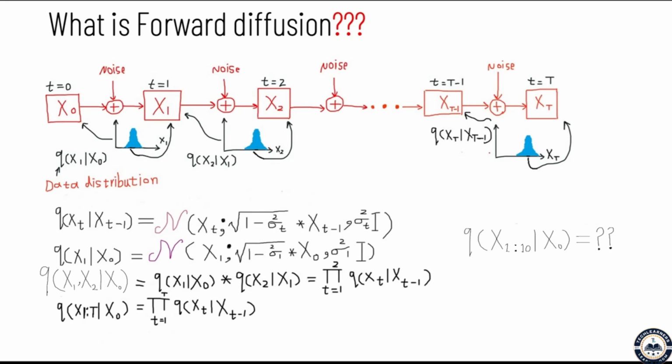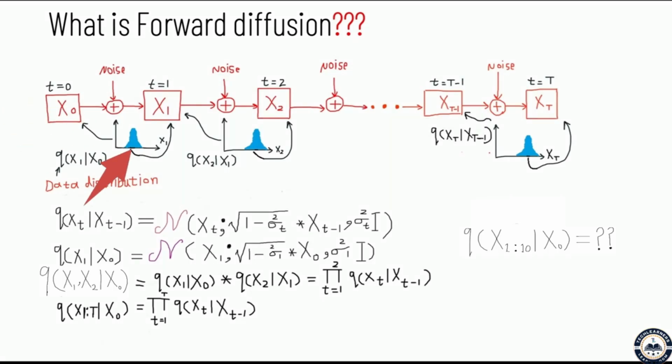Hi, in this lecture we will talk about forward diffusion. Let's say that we have clear image x0 at time step 0, and here we will add Gaussian noise to this image and we will get this Gaussian distribution. The mean of this Gaussian distribution will be equal to x0 times the square root of 1 minus the variance. And the variance here is the variance of the Gaussian noise that we added to x0.